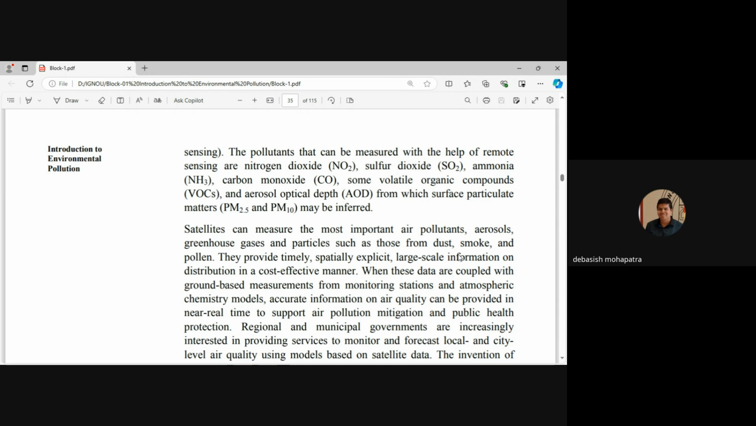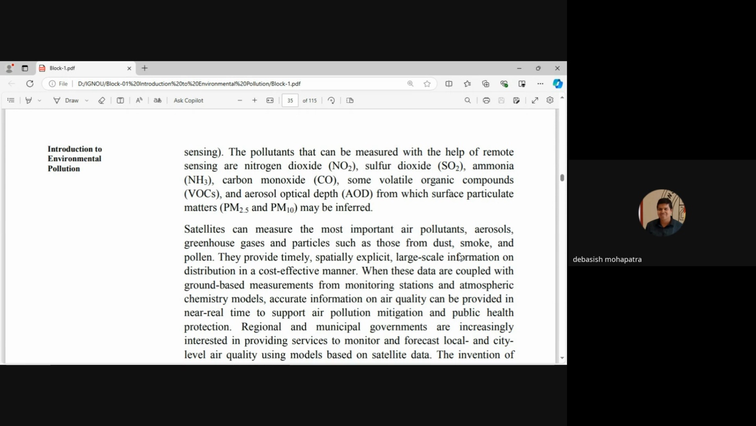When these data are compiled with ground-based measurements from monitoring stations and atmospheric chemistry models, accurate information on air quality can be provided in near real time to support air pollution mitigation and public health protection. So with the help of these compiled data, we can provide the exact quality of the air in that area.